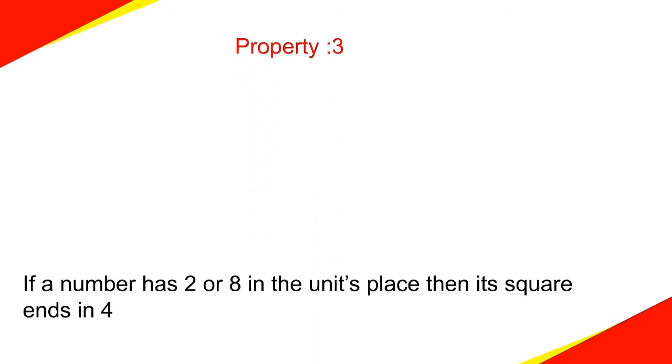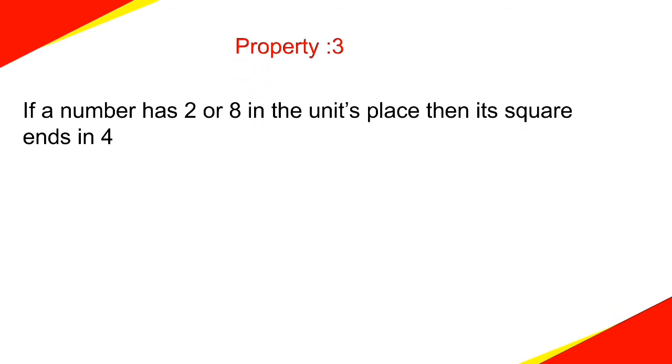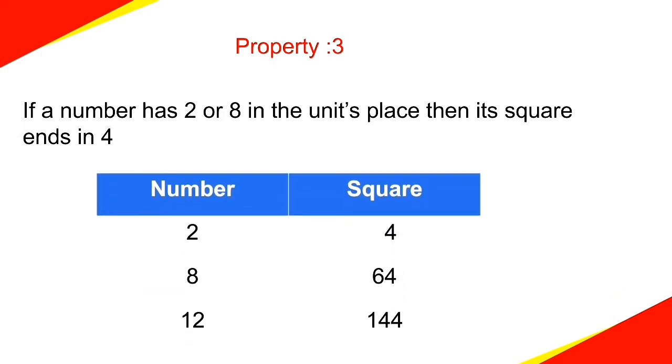Now we are going to property 3. If a number has 2 or 8 in the units place, then its square ends in 4. You can see the table. Number 2. 2 square is 4. 8 square is 64. 12 square is 144. Here you can pause the video and note down.